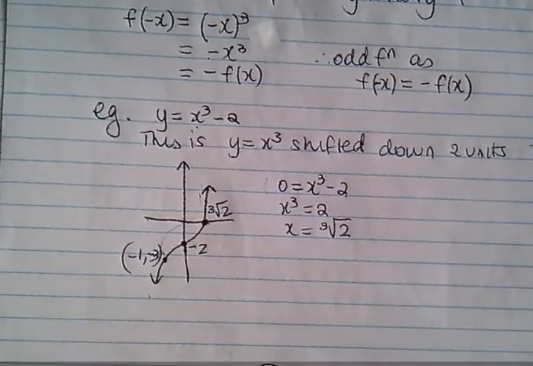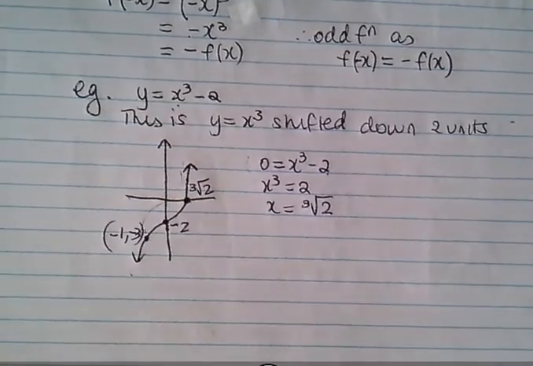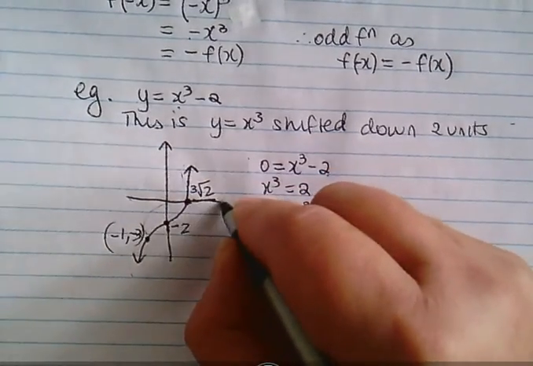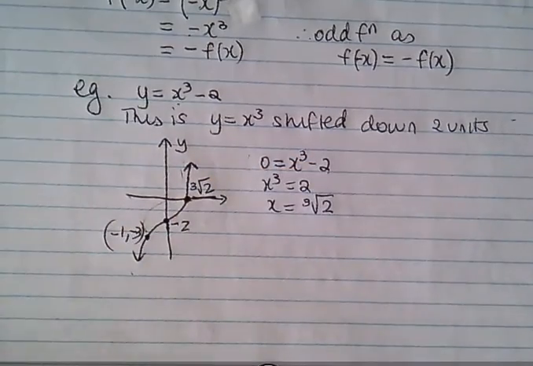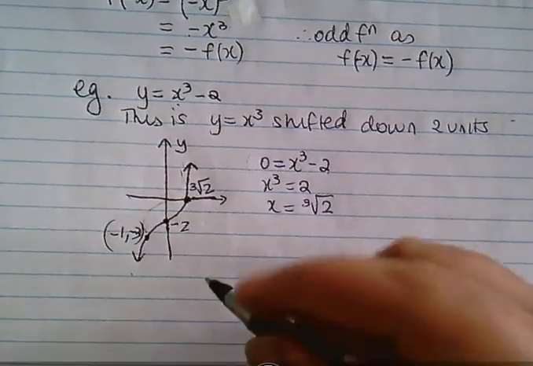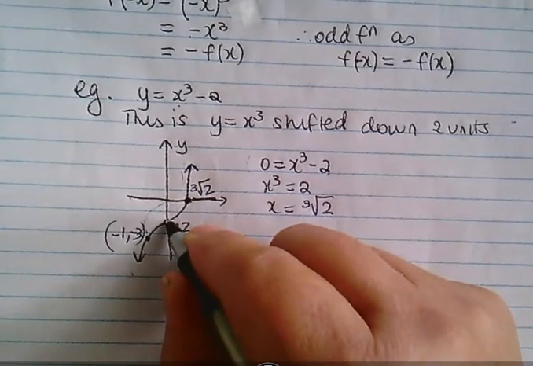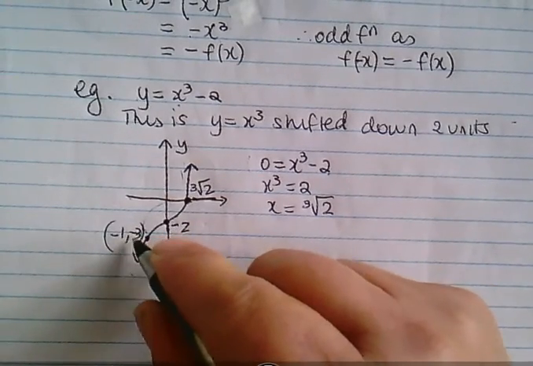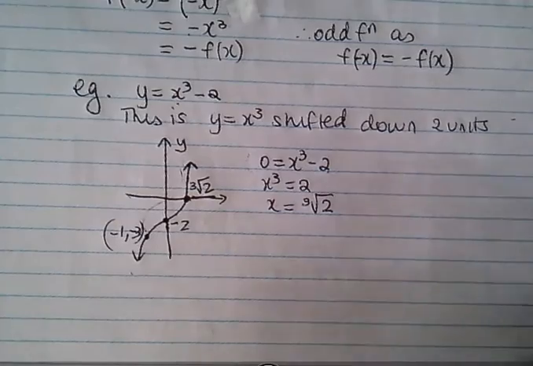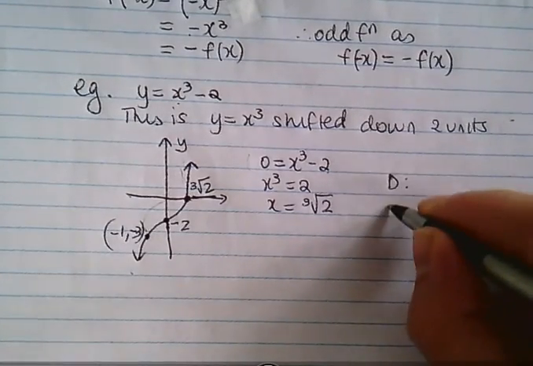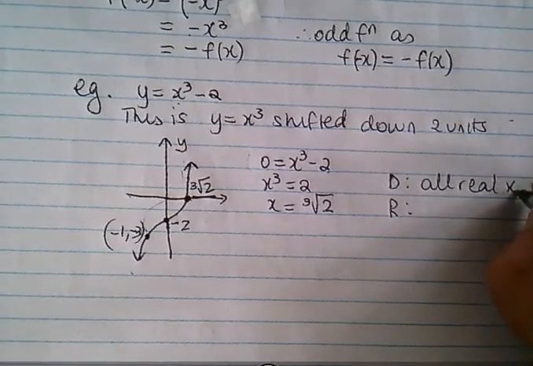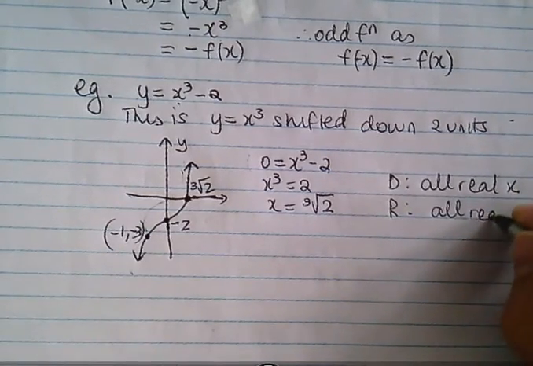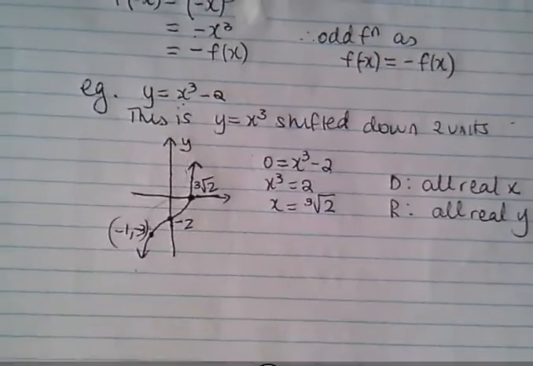Not that it, it's just for sketching purposes. But if they asked for the x-intercept, yes, you'd have to put the cube root of 2, with the small little 3. It'd be good even just to put the y-intercept here as negative 2, and negative 1, negative 3 is good too. Okay? Domain and range? Any change? No. No restrictions. All real x, all real y.